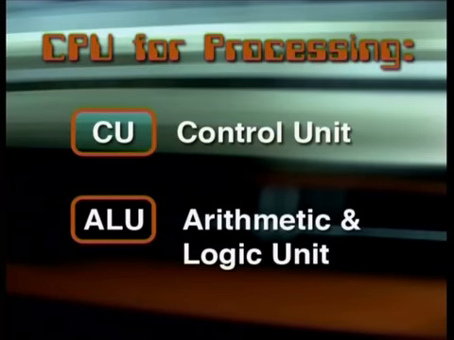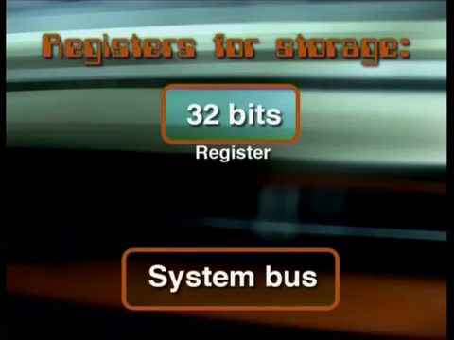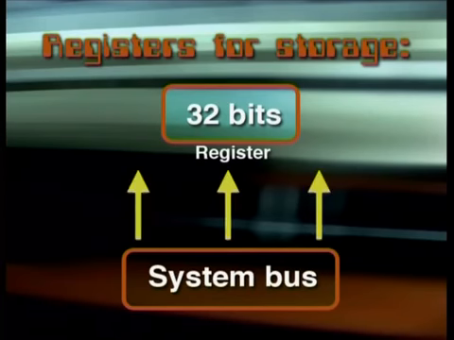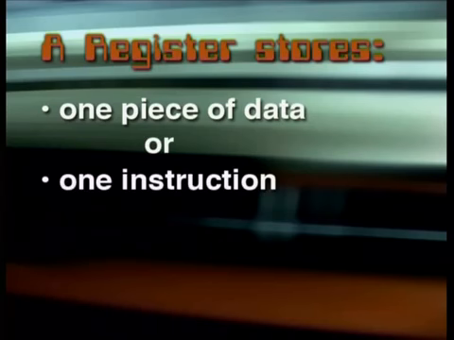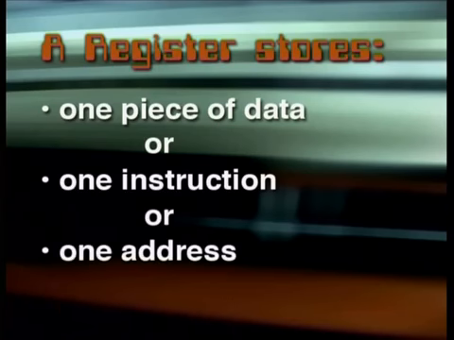The CPU has two main sections, the CU, or control unit, and the ALU, the arithmetic and logic unit. Both of these have very small storage components called registers. A register can only store 32 bits at a time, exactly the number being brought in by the system bus. So, a CPU with 32-bit registers is called a 32-bit processor. It stores one piece of data, for example, the number 26, or one machine code instruction, or one address.